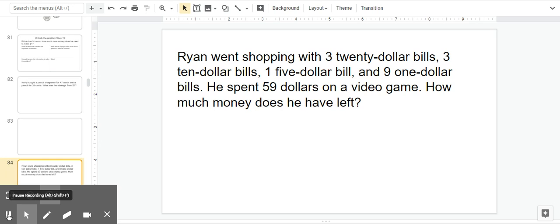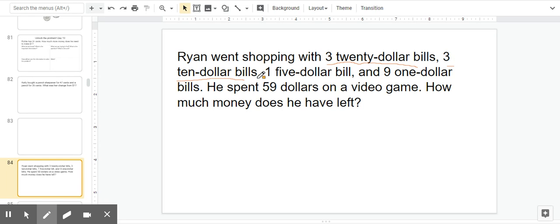This is tricky. So I'm going to underline what he started with. He started with 3 $20 bills. We know that. He started with 3 $10 bills, and he started with 1 $5 bill and 9 $1 bills. And he spent $59.